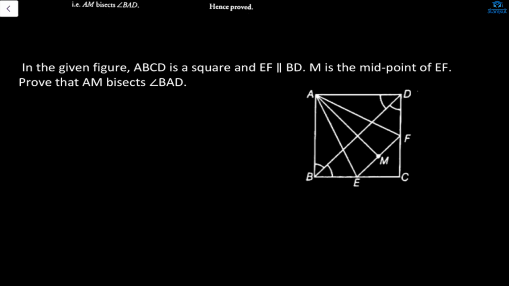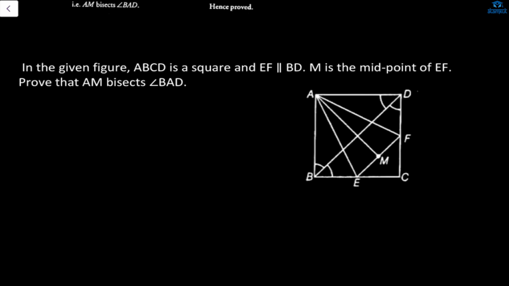ABCD is a square. First of all, since ABCD is a square, you know that all the sides will be equal to one another and all the angles will also be equal, and each will be equal to 90 degrees. And what is given here is that EF is parallel to BD, and M is the midpoint of EF. Now what we have to prove here is that AM bisects angle BAD.